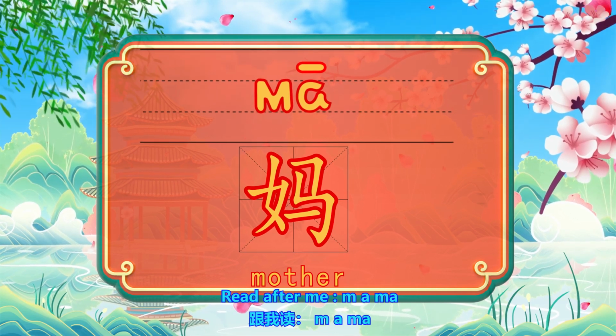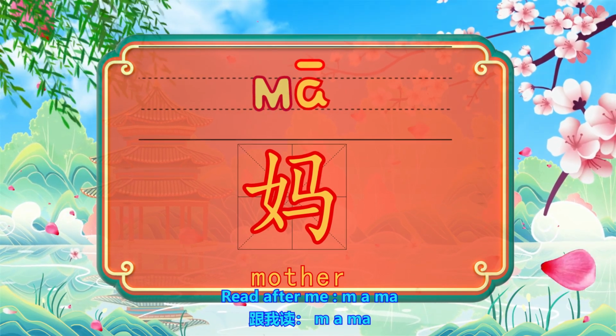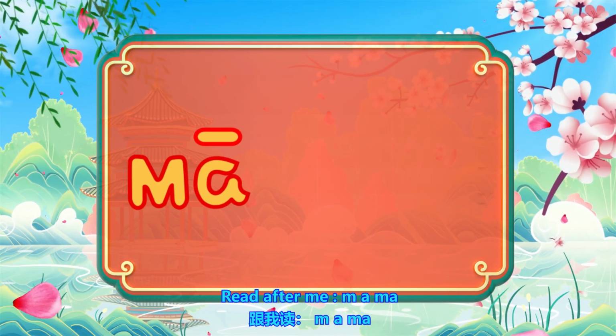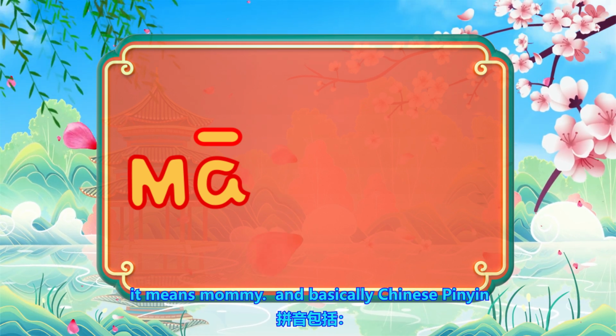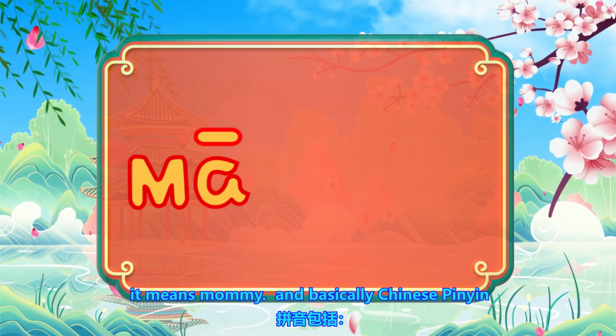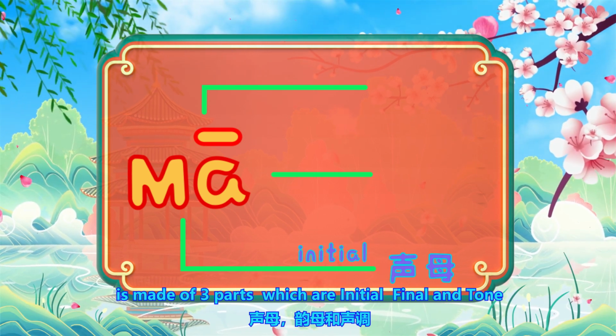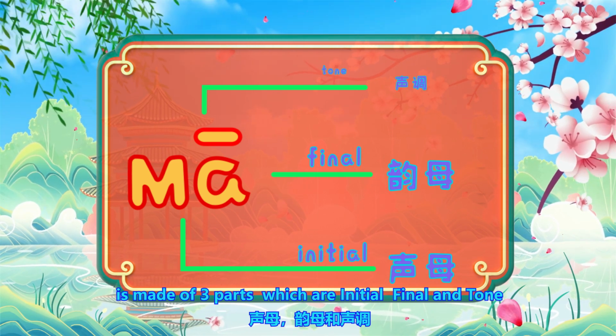Read after me. M, A, Ma, the first tone. And basically Chinese Pinyin is made of 3 parts, which are initial, final, and tone.